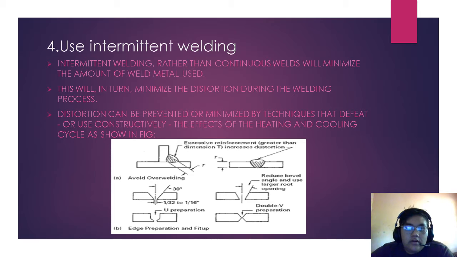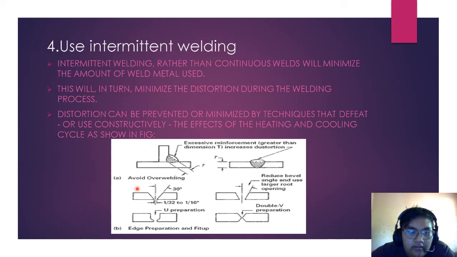And number 4 is to use intermittent welding. Intermittent welding rather than continuous welds will minimize the amount of weld metal used. This will in turn minimize the distortion during the welding process. Distortion can be prevented or minimized by techniques that defeat or use constructively the effect of the heating and cooling cycle, as shown in this diagram figure.